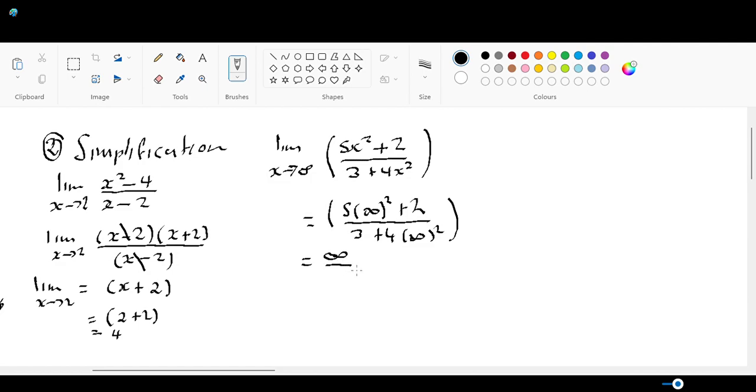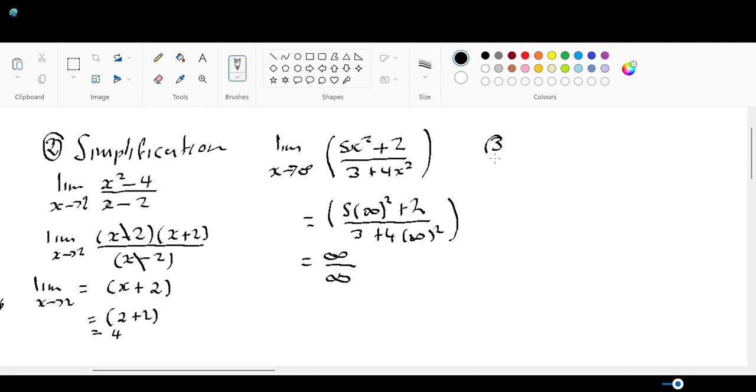It's going to be infinity divided by infinity. So we can't do this, guys. We can't do this. So step number 1, direct substitution, gives us infinity. Step number 2, we can simplify. So what do we do?